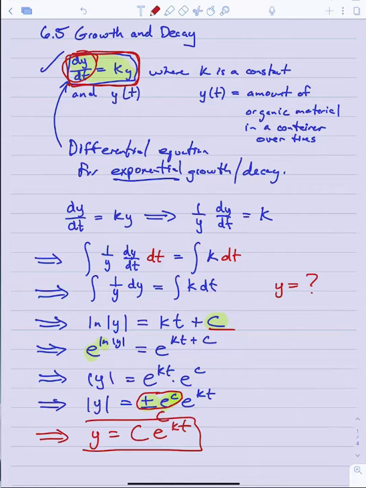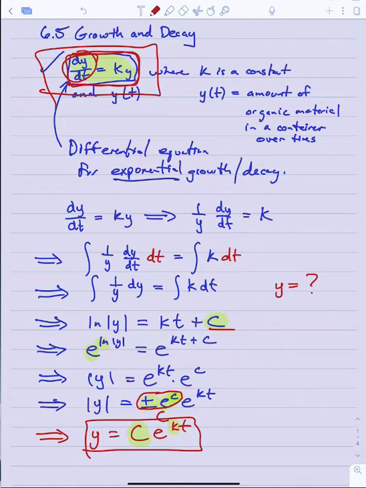And this equation is the solution to our differential equation that we started with. That is, if I'm in a situation where the rate of change of something is proportional to how much of that something there is, the equation that describes that quantity is this: y equals c e to the kt. So it's a natural exponential function with some k factor in the exponent and some constant multiple in front.